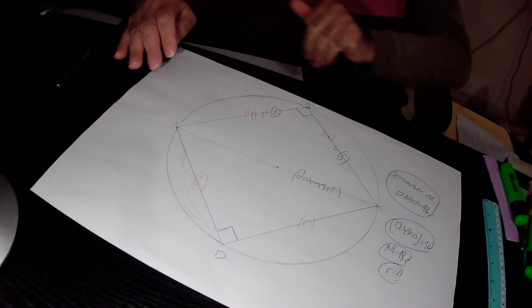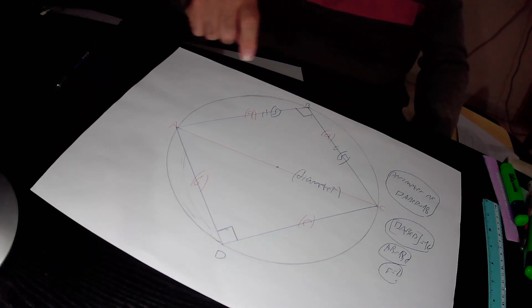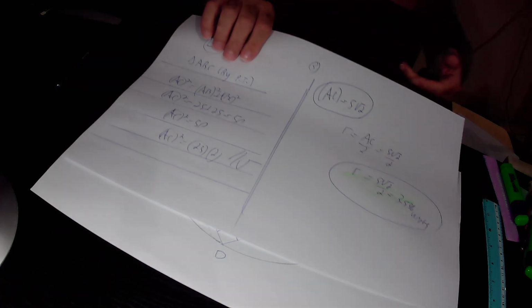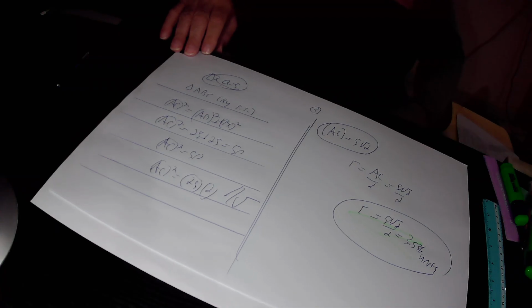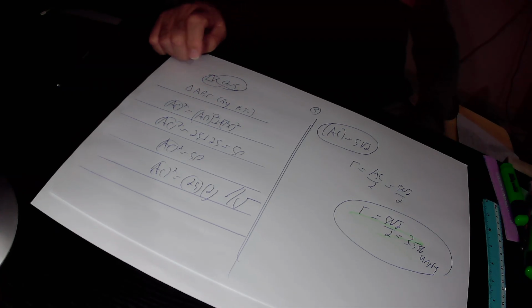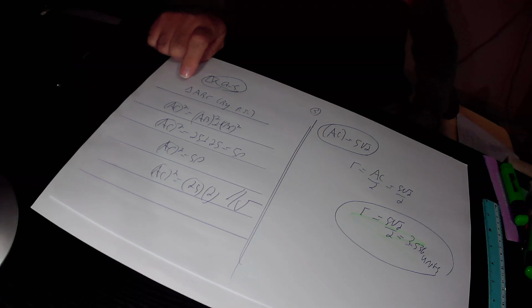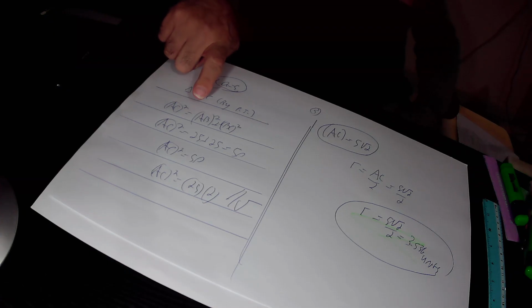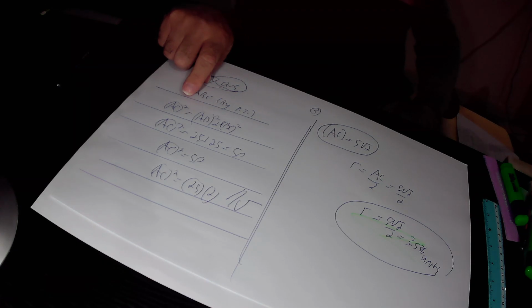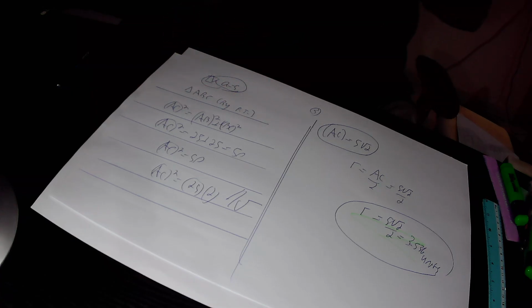According to the Pythagoras theorem, AC squared, that is the square of the hypotenuse, equals AB squared plus BC squared. AC is the missing side, so leave it as it is, and it equals AB squared. AB is 5, therefore AB squared is 5 squared, that is 25, plus BC squared. BC is also 5, so BC squared is 5 squared, that is 25. So in total, we found out that AC squared equals 25 plus 25, that is 50.